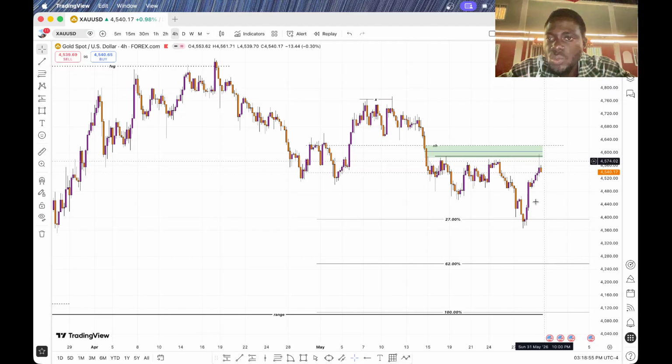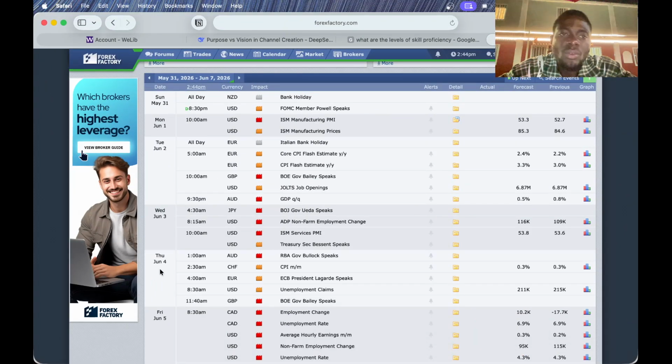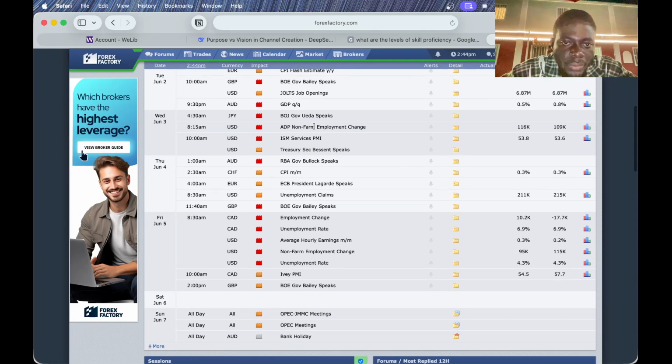And then next week, I intentionally loaded this chart just to make you understand what's going to come next week. Next week there are lots of serious high impact news coming to hit the market. Some are NFP, this ISM manufacturing PMI, non-farm payroll.